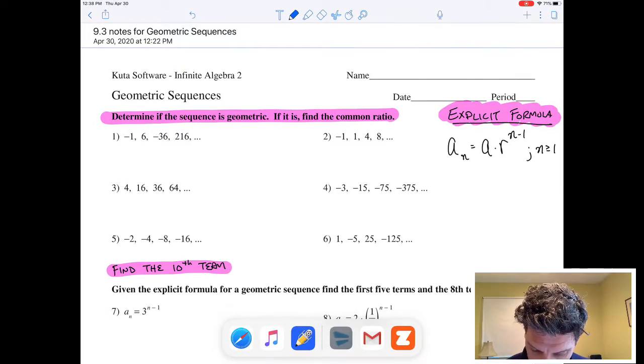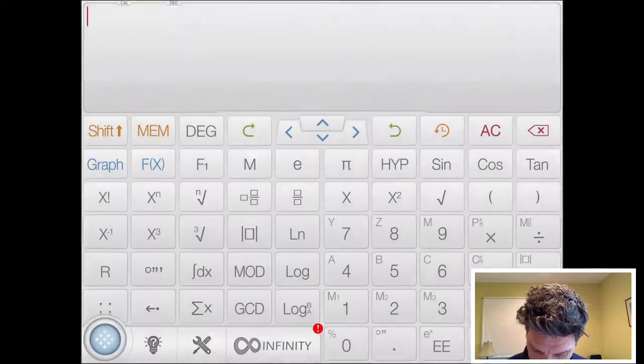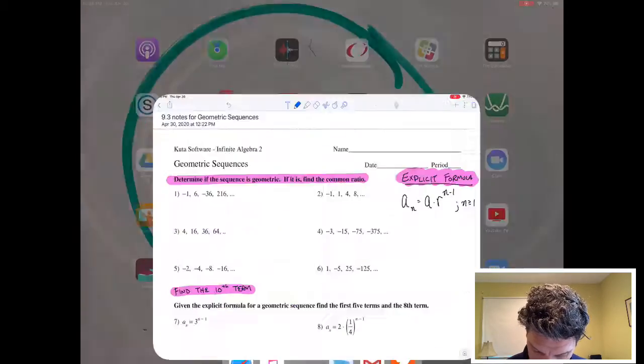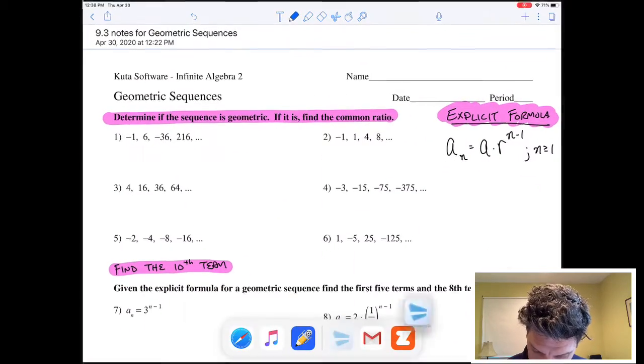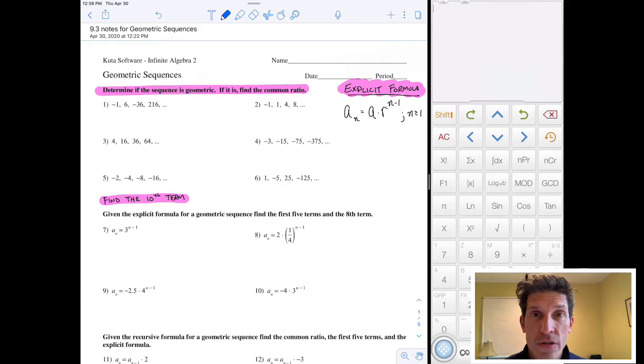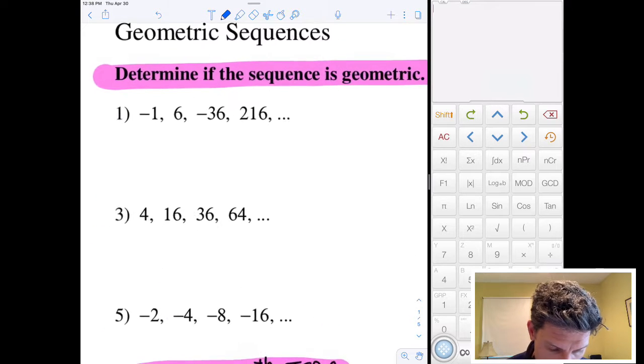By the way, I'm going to do a lot of calculating today, so I'm going to have my calculator open, kind of off to the side, and I'm going to use that calculator regularly today when I need it. So let's start with the first one.